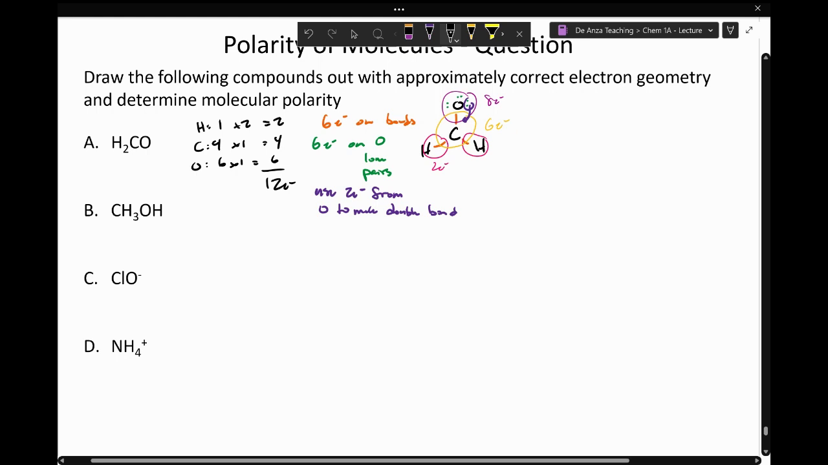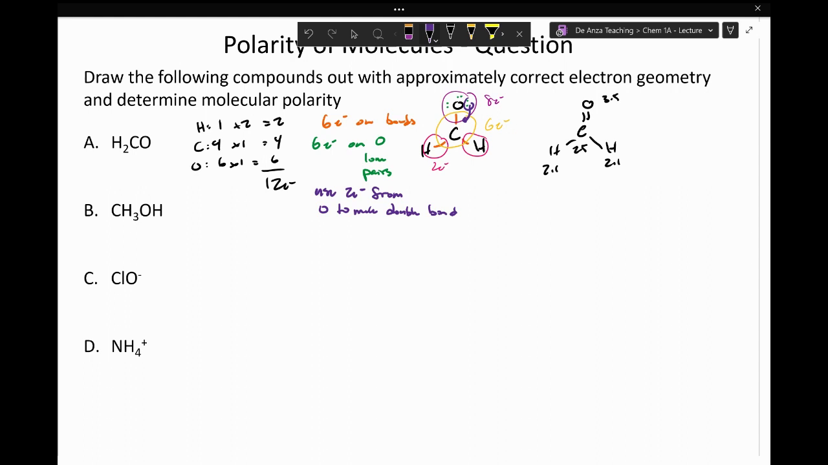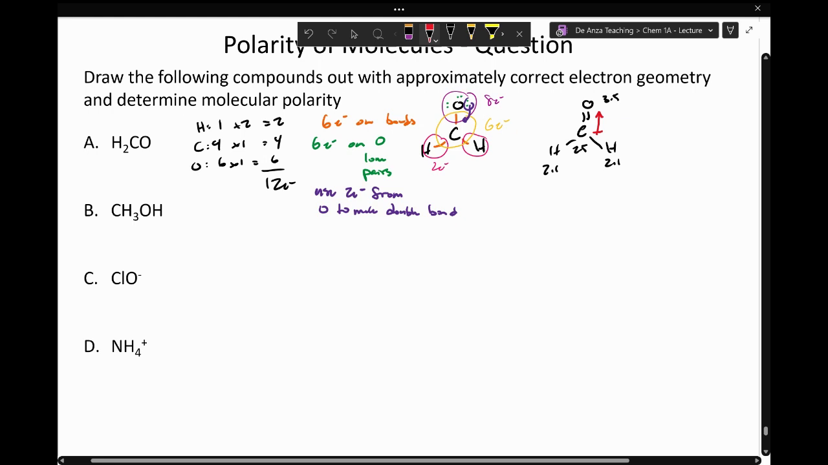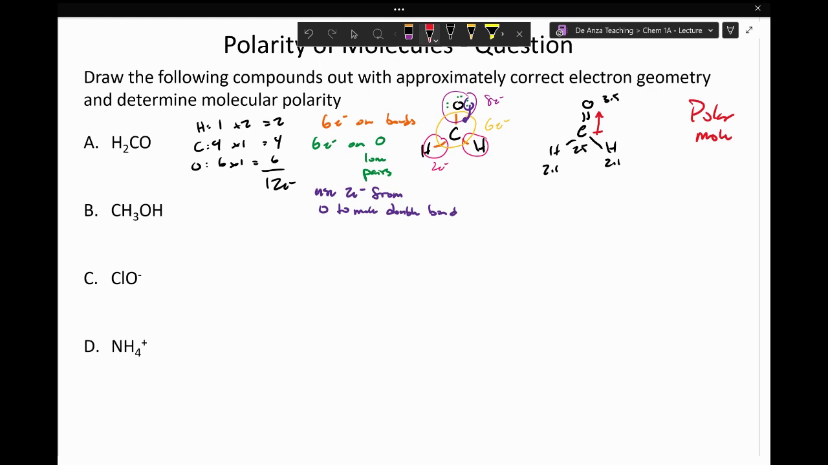Now I can draw in my dipoles. Hydrogen is 2.1, carbon is 2.5, 2.1, 3.5. So the carbon-hydrogen bond is actually nonpolar. So our only polar bond is going to be between carbon and oxygen. That points like this. So we'd say that this is a polar molecule. And if we're assigning what its electron geometry is, we say this is tetrahedral.